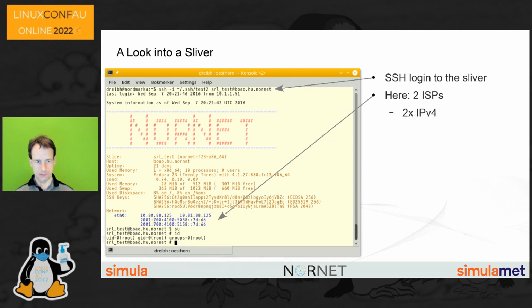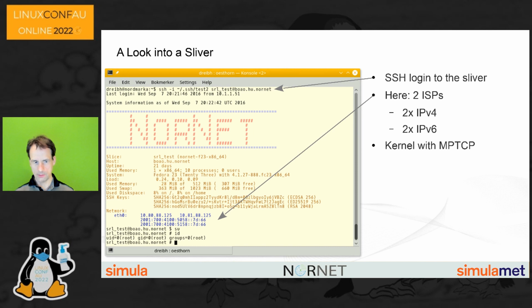Then what the user sees, of course, is that the machine has multiple IP addresses, one for each ISP. But this is a sliver that is an LXC container at Hainan University, which has two ISPs. One is CERNET and one ISP is China Unicom. So the machine therefore has two IPv4 addresses and two IPv6 addresses. So that is, in total, this machine has 4 different IP addresses.